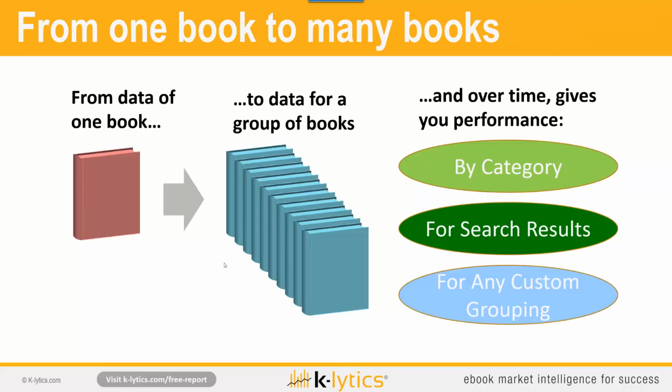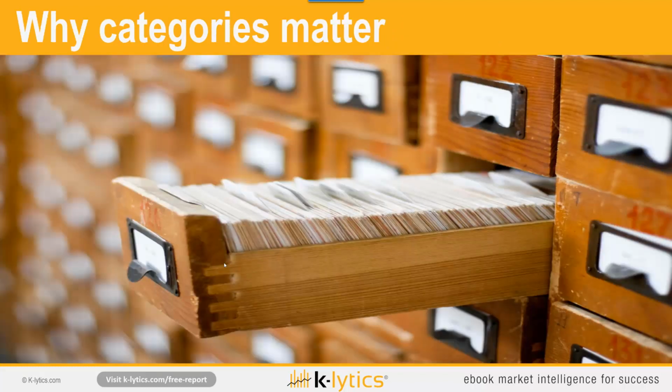And if you can monitor the data and look at the data from one book, you can do that for a whole group of books, and over time you can thus monitor the performance of, for example, a category, a certain specified search result, or any custom grouping, any tailored grouping of books that you'd like to monitor. For the purpose of today's presentation, I want to focus on categories.